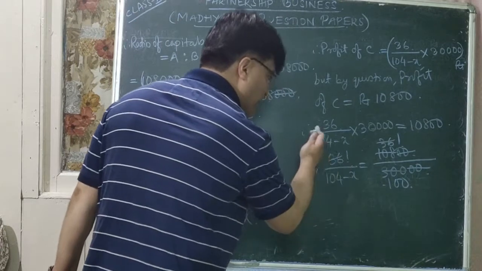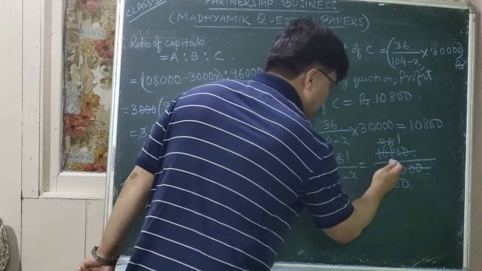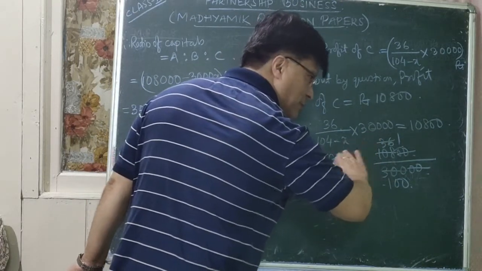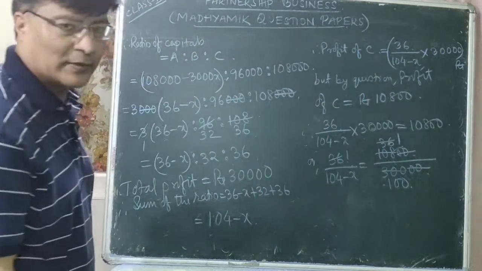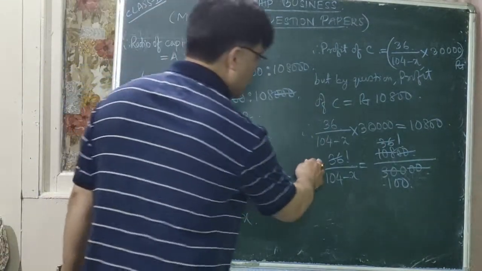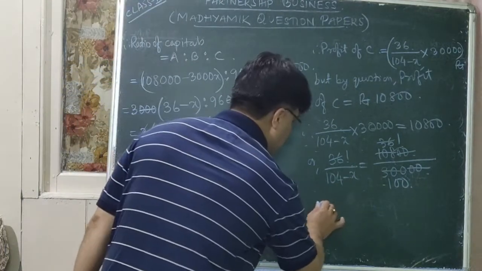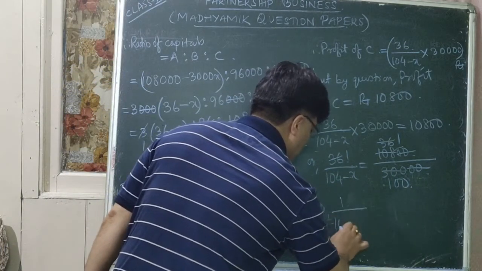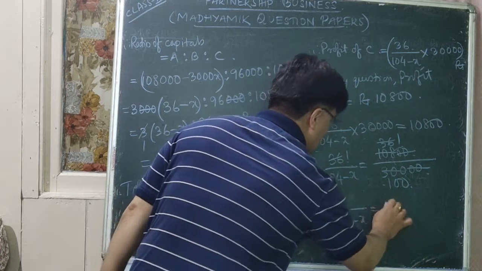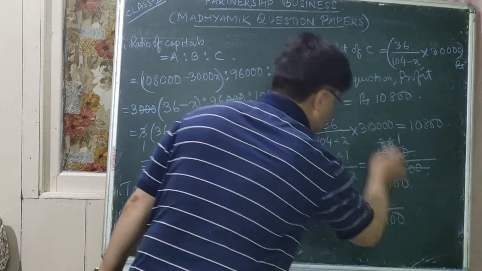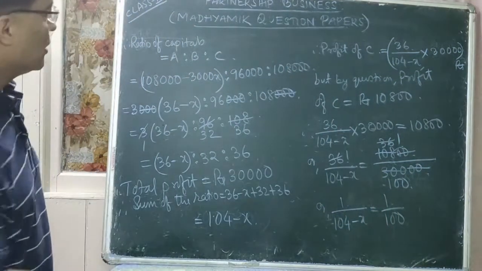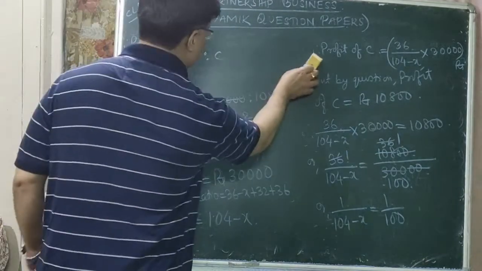The same terms on the top of the left side and the top of the right side, you can cancel them. Okay? So 36 ones are 36, 36 ones are 36. Right? So it is 1 upon 104 minus x is equal to 1 upon 100. Is that clear? Now we can do cross multiplication out here.